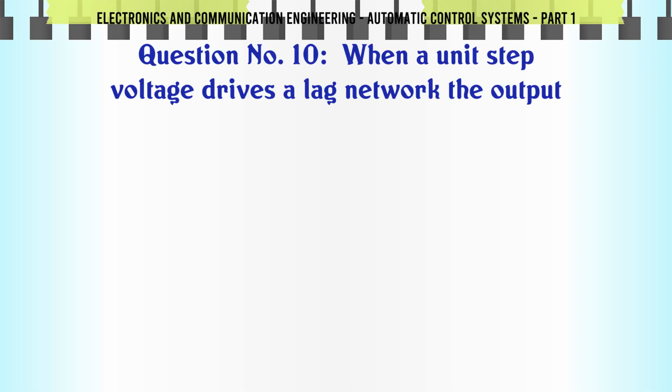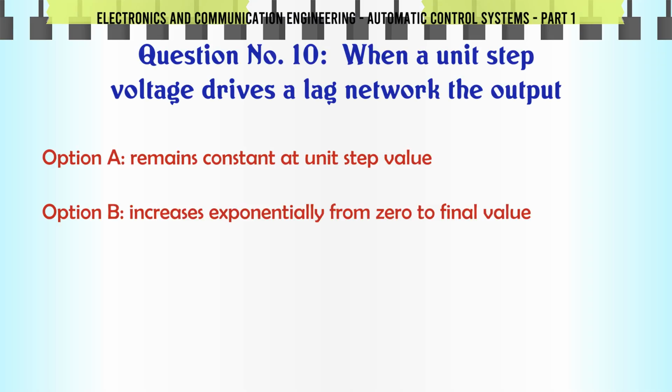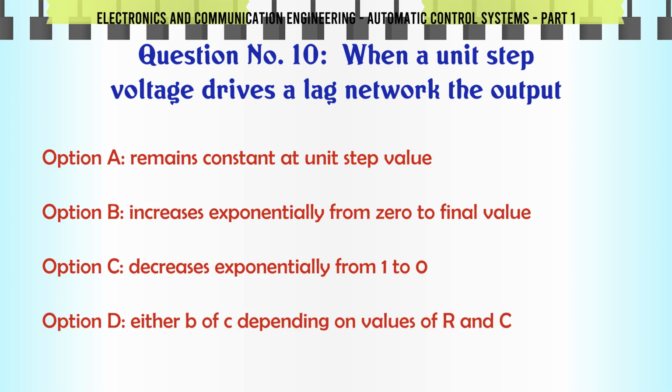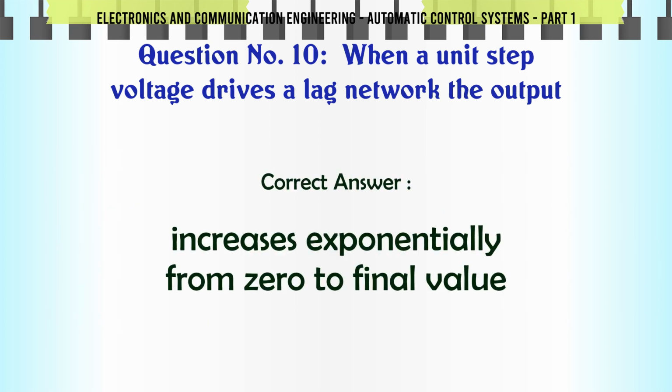When a unit step voltage drives a lag network, the output A. remains constant at unit step value, B. increases exponentially from 0 to final value, C. decreases exponentially from 1 to 0, D. either B or C depending on values of R and C. The correct answer is increases exponentially from 0 to final value.